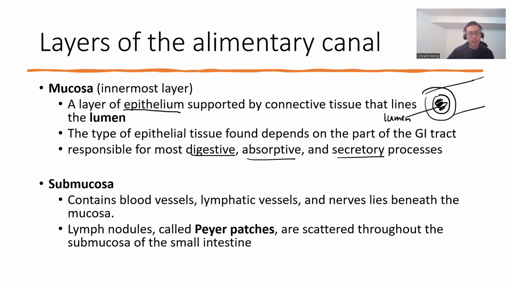Outside of the mucosa, we have the submucosa. This layer contains blood vessels, lymphatic vessels, as well as nerves. The nerves do two things. Number one, they control the movement of the GI tract. Do you think this is the sympathetic system or parasympathetic system for the GI tract to move? Sympathetic or parasympathetic?